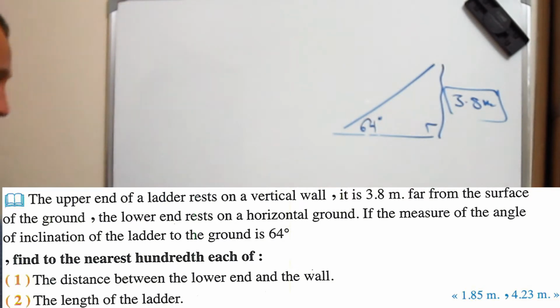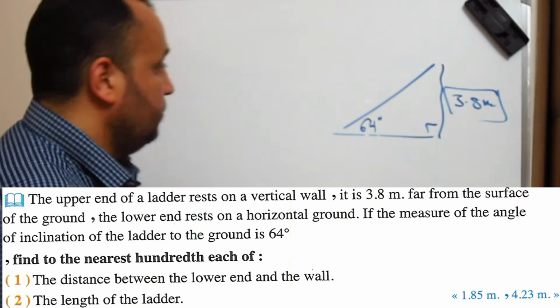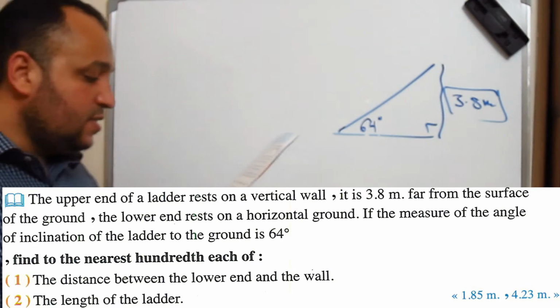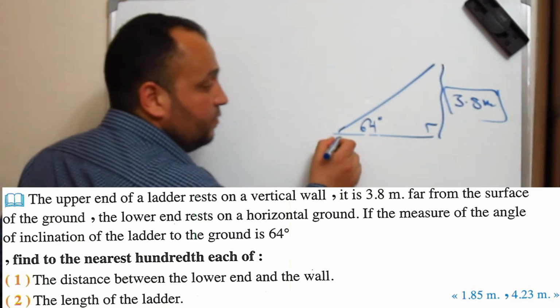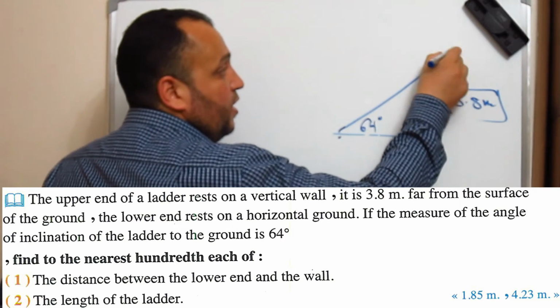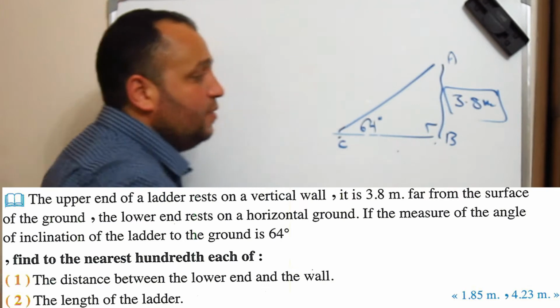The angle of inclination of the ladder to the ground is 64 degrees. What is required of me is the distance between the lower end and the wall. Where is the lower end to the wall? It's this. The distance from the lower end to the wall. If we name this A, B, C, then the first required is that it wants me to find BC.